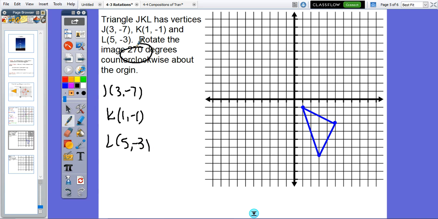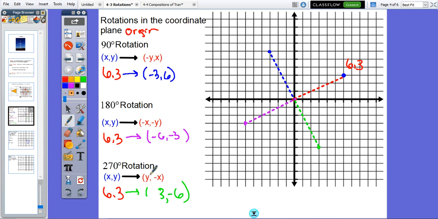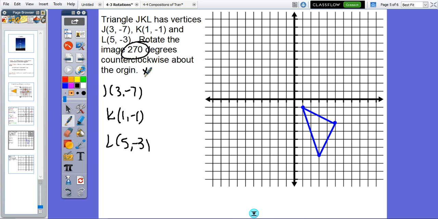Now we're doing a 270-degree rotation. 270 degrees. So I don't have these numbers. I'm going to go back and look real quick. So we're going to flip these and negate the second one. So let's write that down. So we got X, Y will become Y, negative X. So this is the coordinates we have. So we're going to go ahead and flip them. So we'll do this in purple.